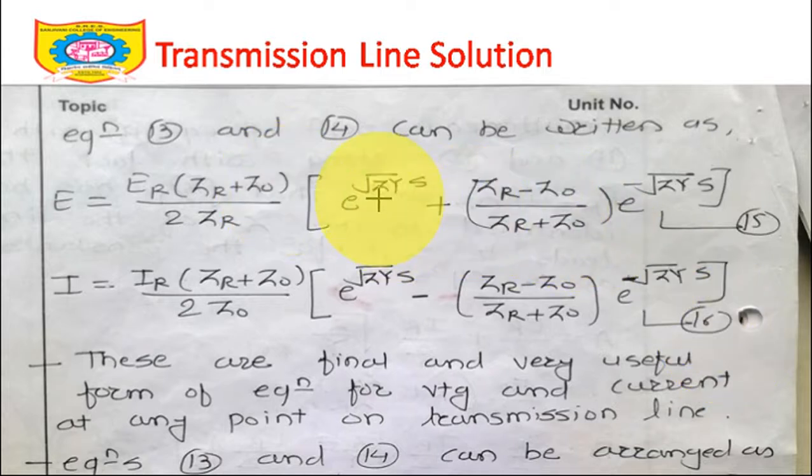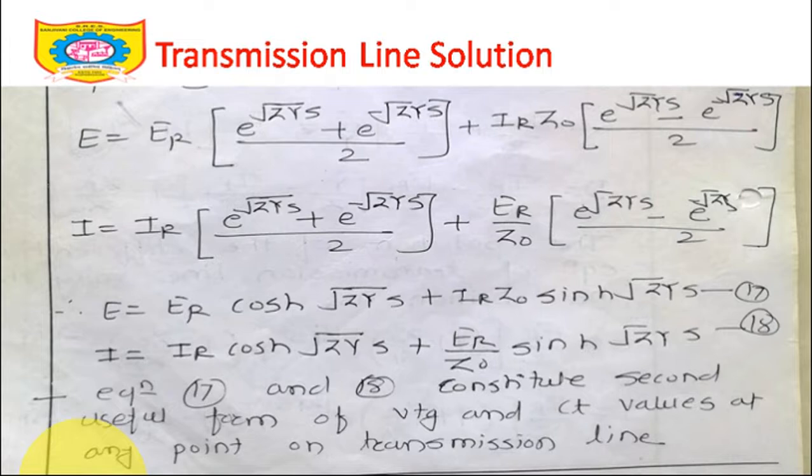We have just multiplied this e raised to root ZY to the ZR, and e raised to root ZY into Z naught here also, and finally we got voltage and current in terms of cos hyperbolic and sin hyperbolic form, in the trigonometric form. This also indicates that the transmission line carries the electromagnetic wave whose nature is sinusoidal. Is it okay? Hyperbolic.